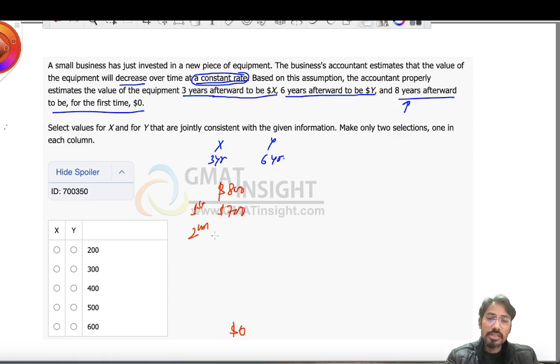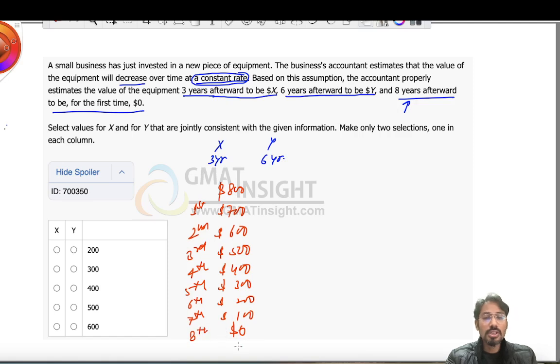At the end of the second year, this will be 600. At the end of third year, this is going to be 500. At the end of fourth year, this is going to be 400. At the end of fifth year, this is going to be 300. At the end of sixth year, this is going to be 200. At the end of seventh year, this is going to be 100. And at the end of eighth year, this is going to be 0.